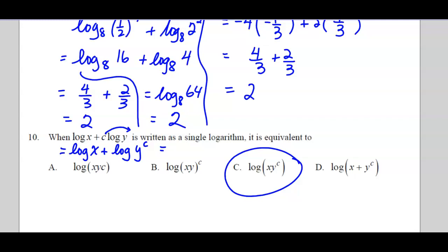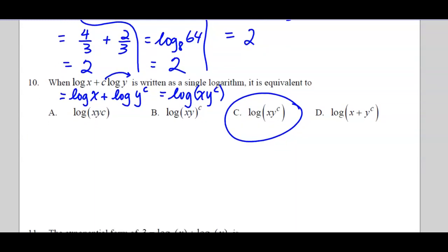Okay, so adding logs with the same base, you multiply the arguments together. Okay, that C does not go on the whole product of X and Y, just on Y. Okay, again, another multiple choice.